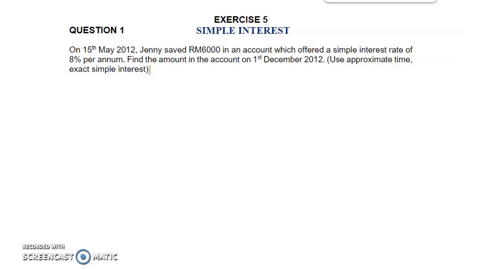So use approximate time and exact simple interest. Remember, approximate time means that all months equal 30 days. So that is the assumption of approximate time. Exact simple interest means that T, the time period, if given in number of days, we divide by 365 or 366, depending on the year, whether leap or non-leap year.